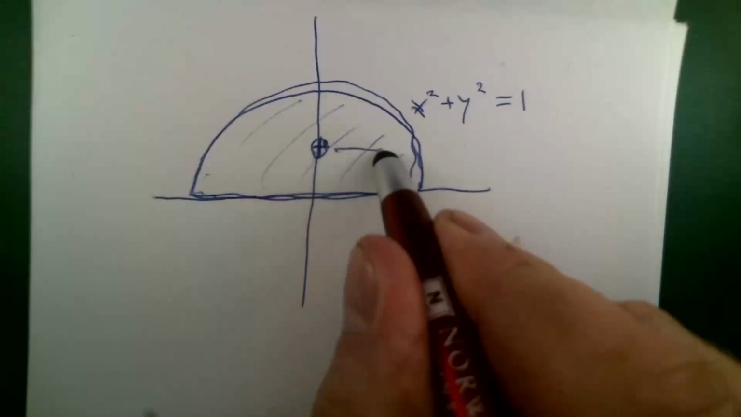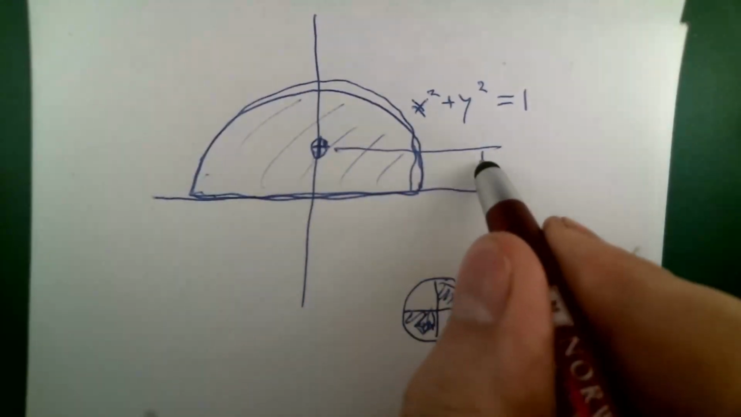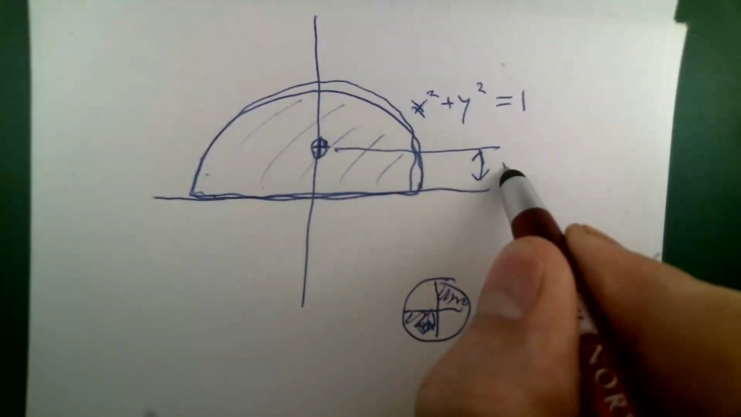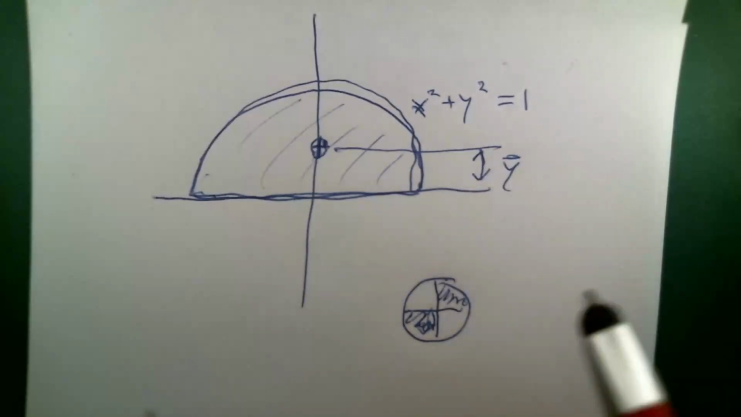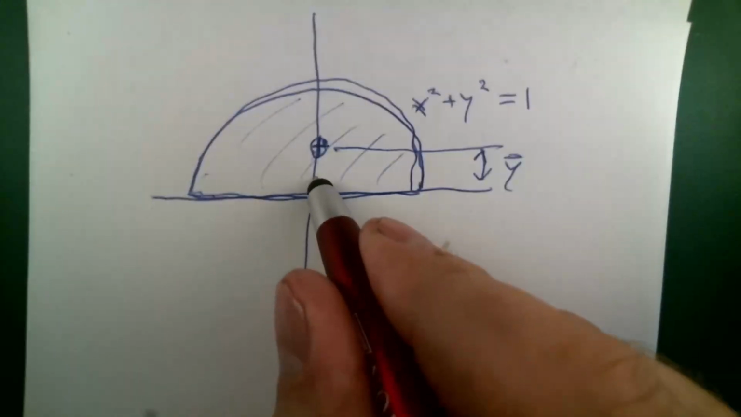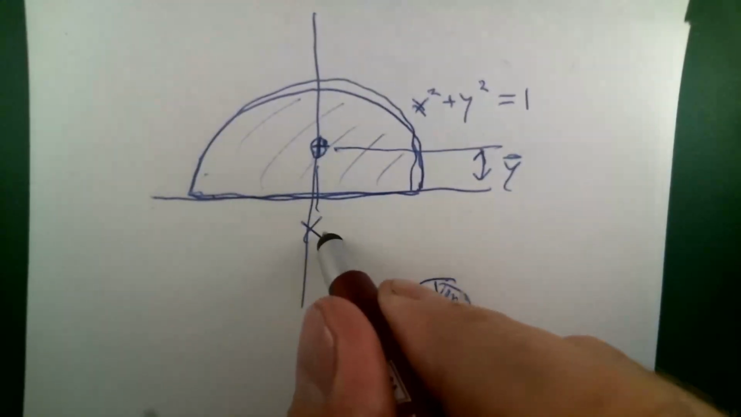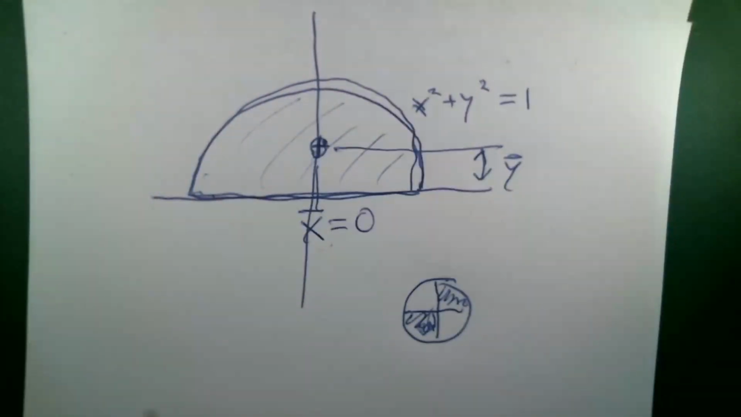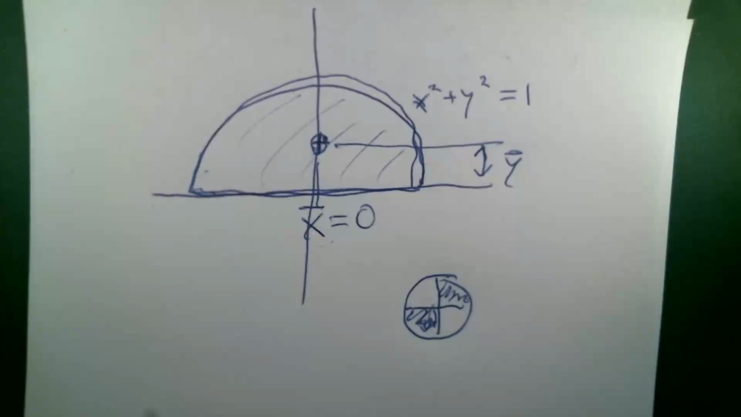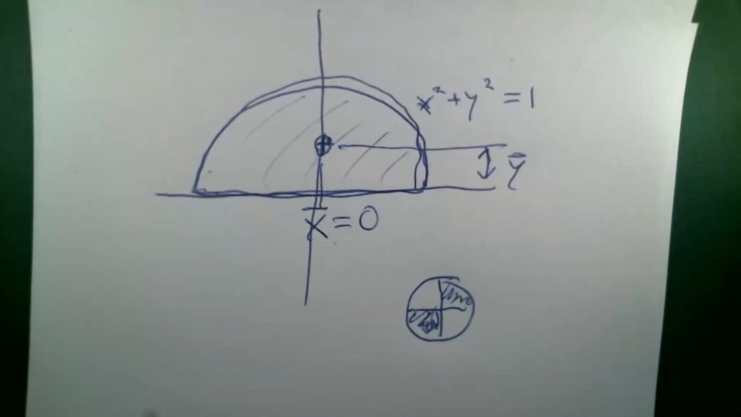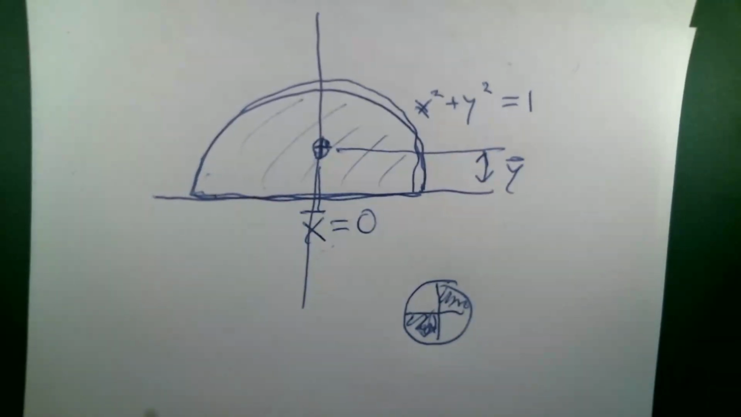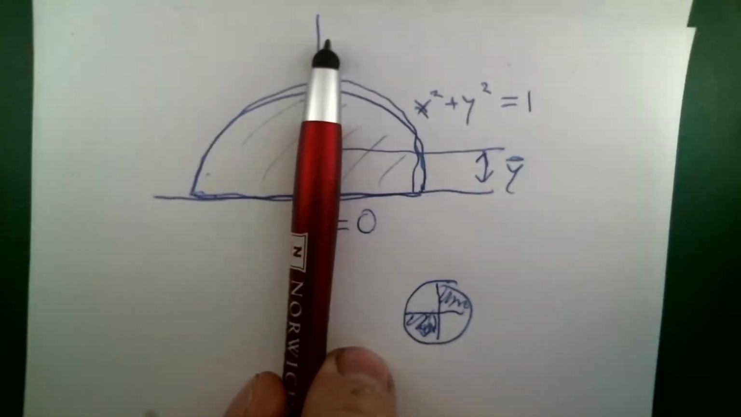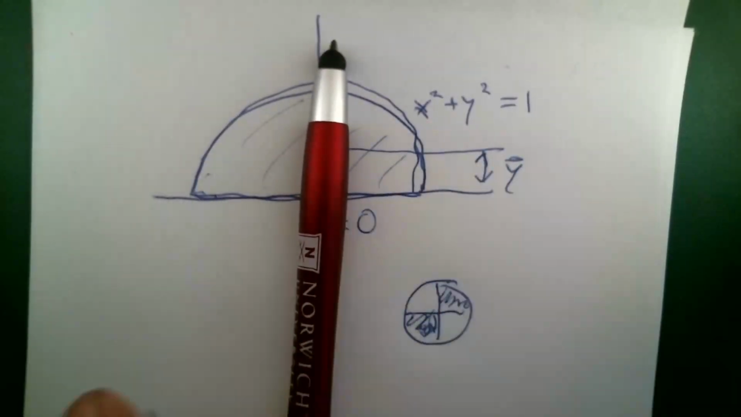This guy's got a y coordinate, which we would call y bar. And of course, it's got an x bar, but the x coordinate is 0. Right? And why is the x coordinate 0? Well, that's because of the symmetry of the object. It's totally symmetrical across the y-axis. So the tendency to rotate around the y-axis is, well, there isn't any. It's equally balanced on both sides.